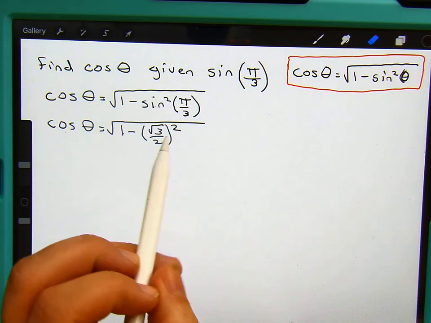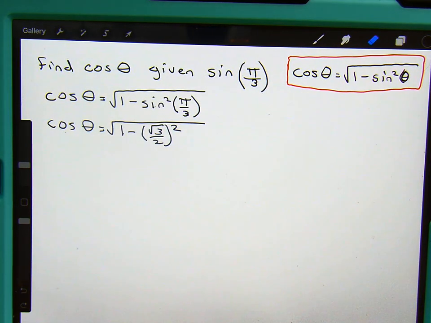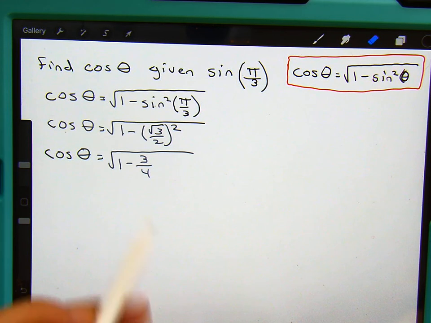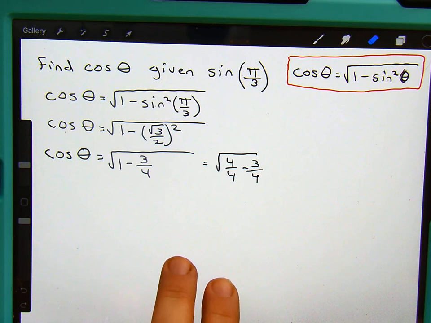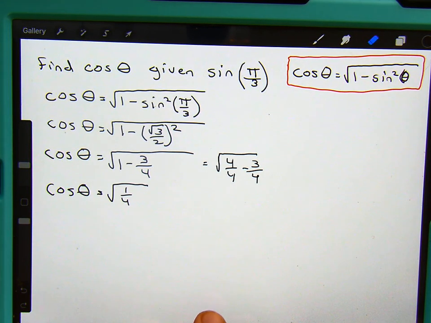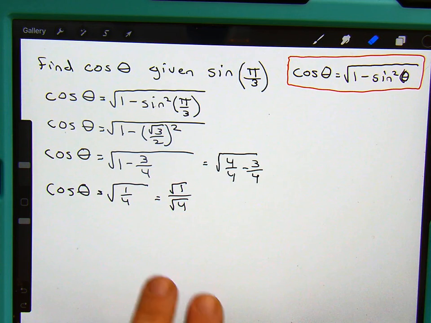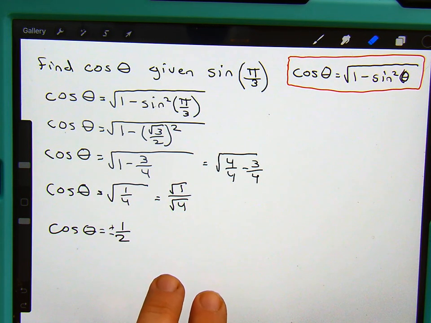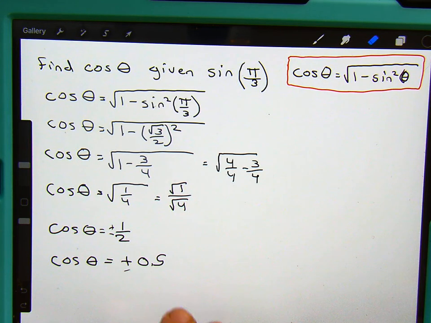I am then going to go to my nifty calculator, and you can rewrite it as radical 3 divided by 2 and square it. If you happen to have it in decimal form, that is perfectly okay to keep it in decimal form and just square that decimal, which ended up being 3/4. So again, I'm going to do 4/4 minus 3/4, which leaves me with 1/4. I'm going to take the radical of my numerator, radical of my denominator, and I end up with the plus and negative of 1/2 or 0.5.